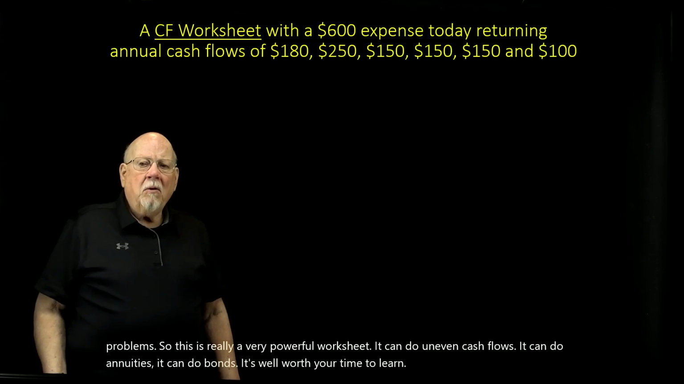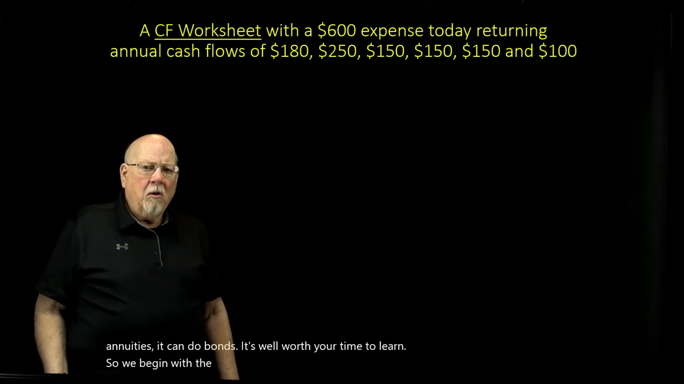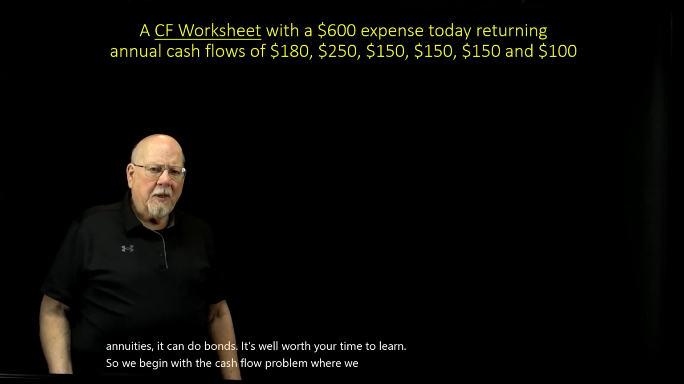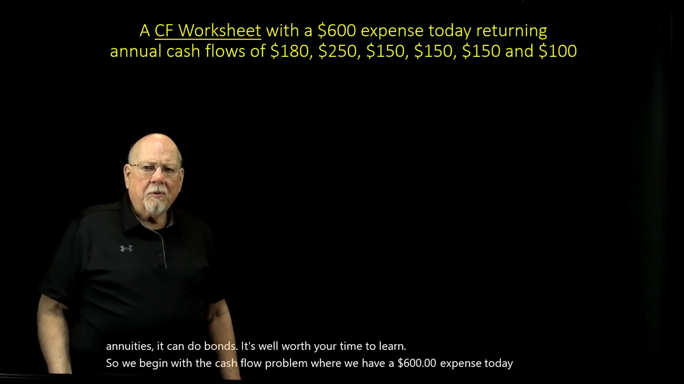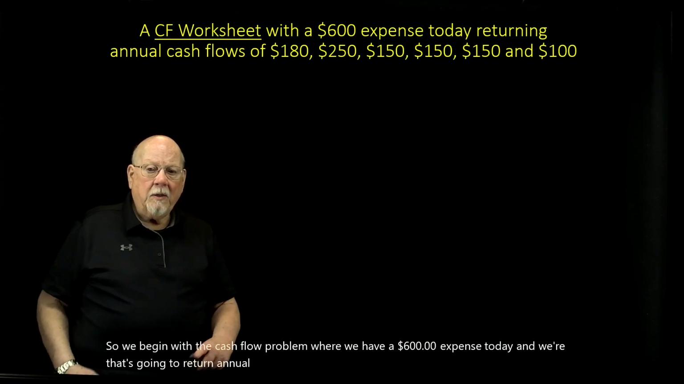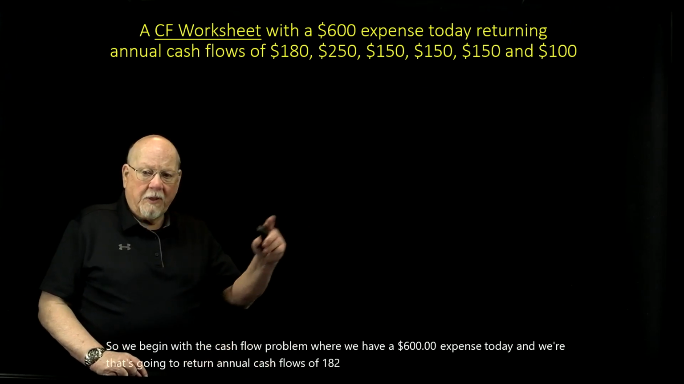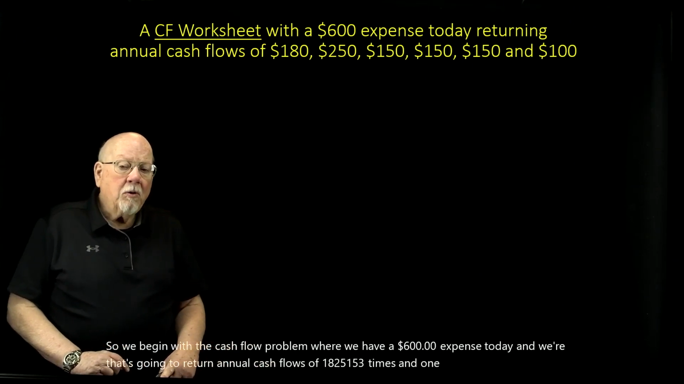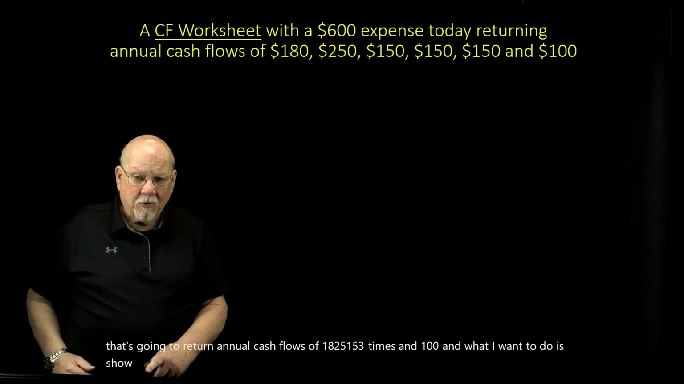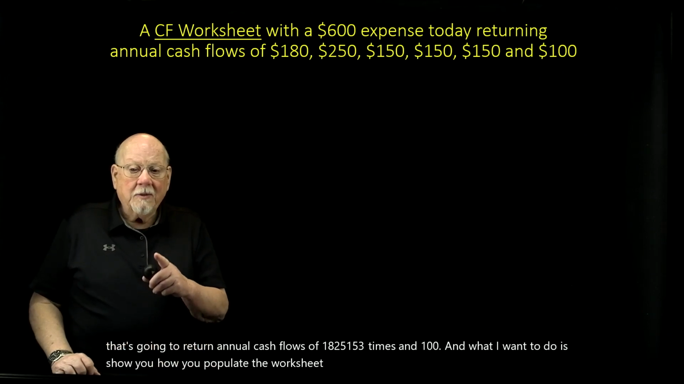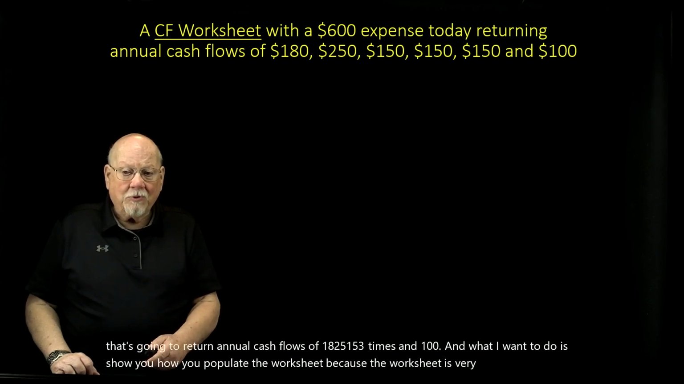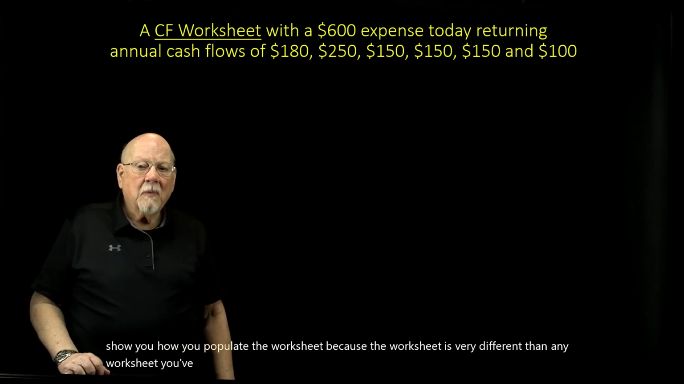So we begin with a cash flow problem where we have a $600 expense today, and that's going to return annual cash flows of 180, 250, 153 times, and 100. And what I want to do is show you how you populate the worksheet, because the worksheet is very different than any worksheet you've used so far.